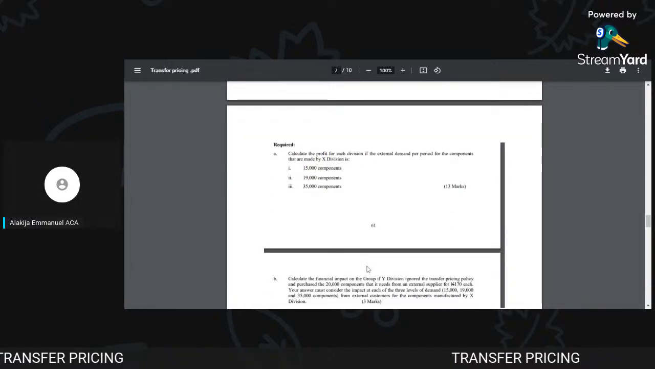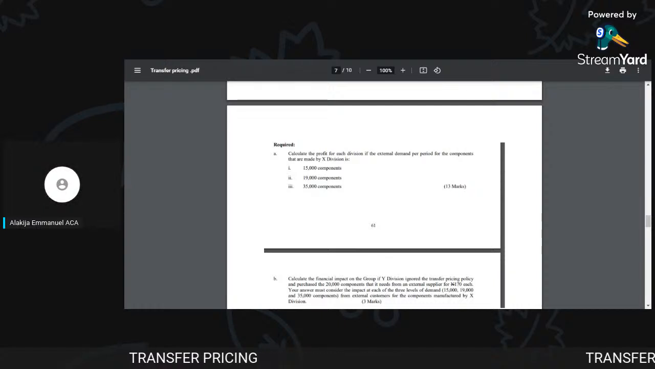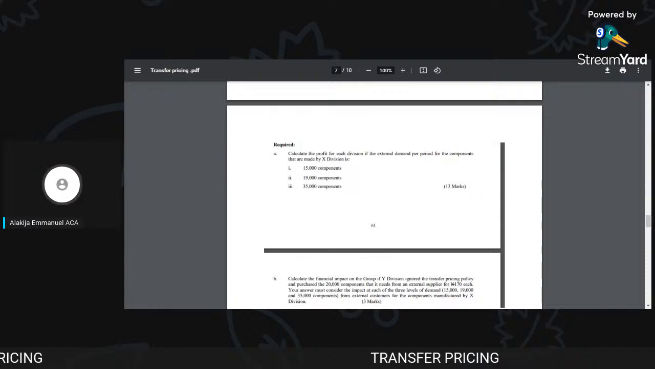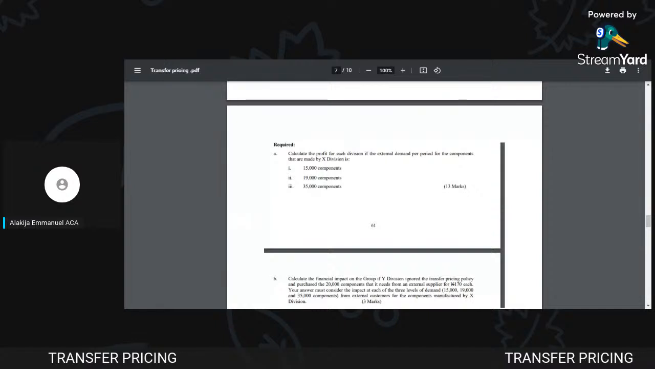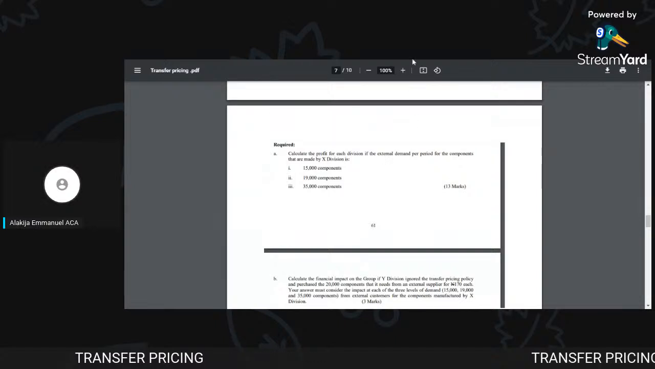Required: calculate the profit for each division if external demand per period for the components that are made by X division is 15,000, 19,000, and 35,000.